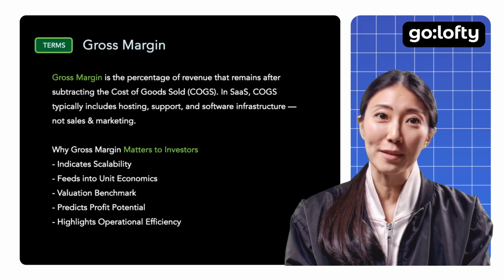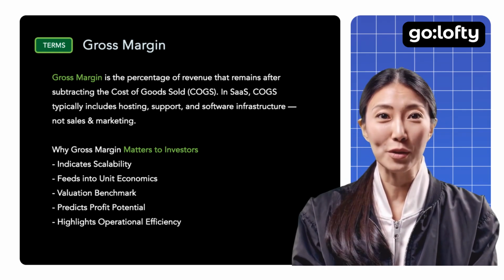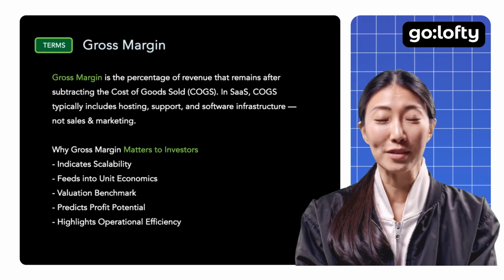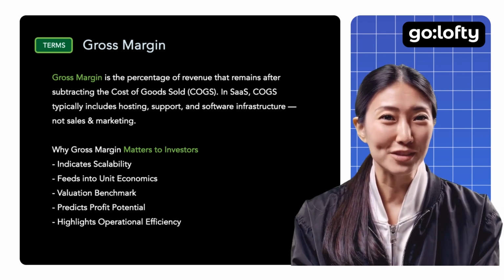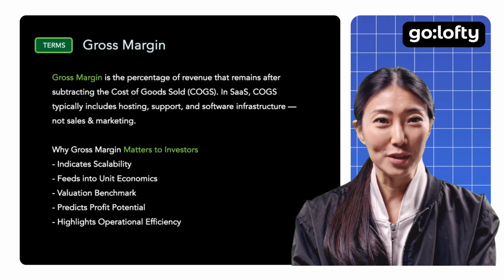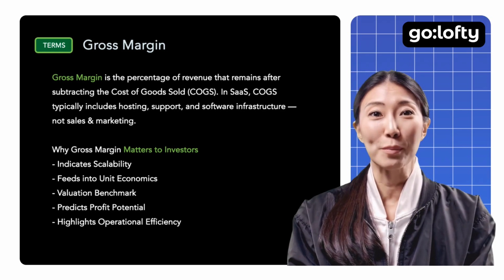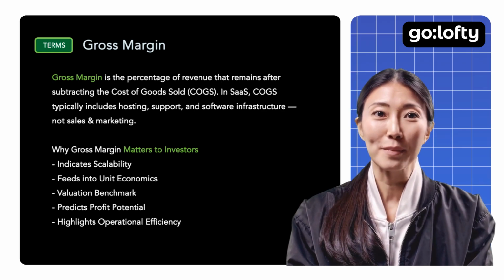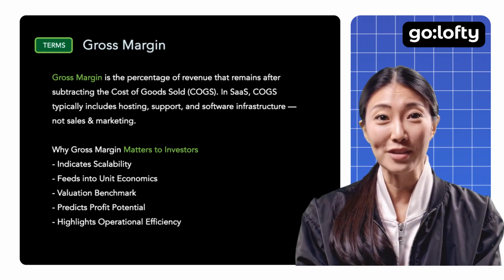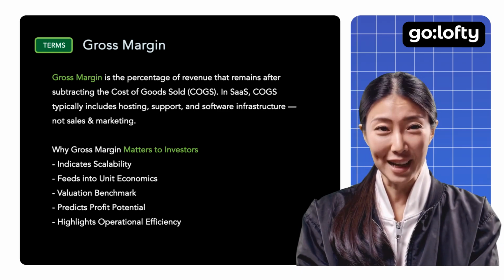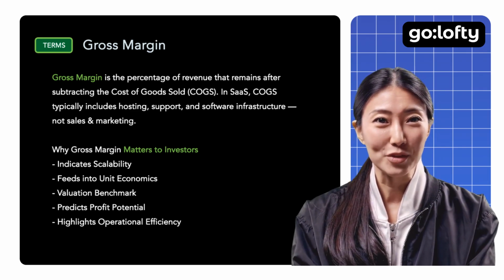Indicates scalability. High gross margins mean each additional dollar of revenue costs very little to deliver, a hallmark of scalable SaaS businesses. Feeds into unit economics. Gross margin is essential for calculating CAC, payback period, and LTV, core metrics investors track. Valuation benchmark. Investors prefer businesses with 65% plus gross margin. In SaaS, top performers, especially enterprise tools, can exceed 80%.